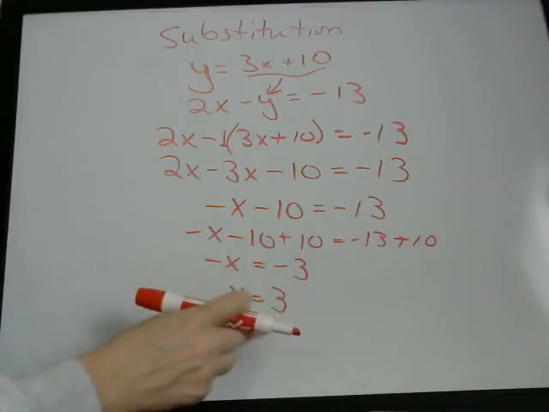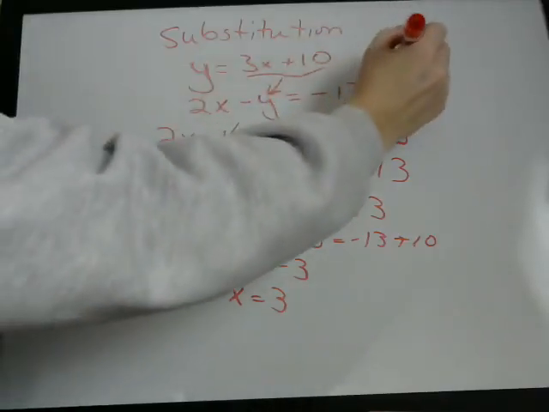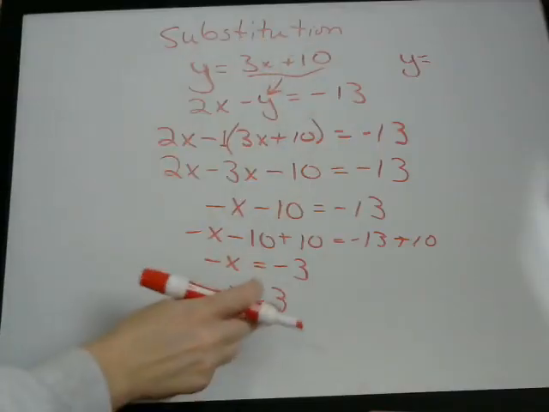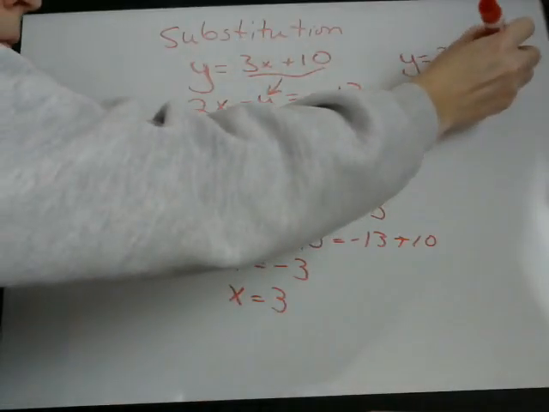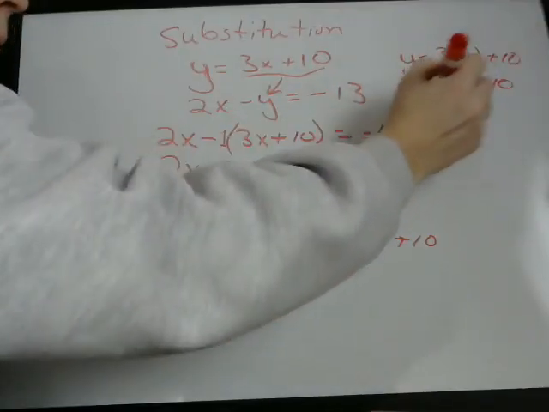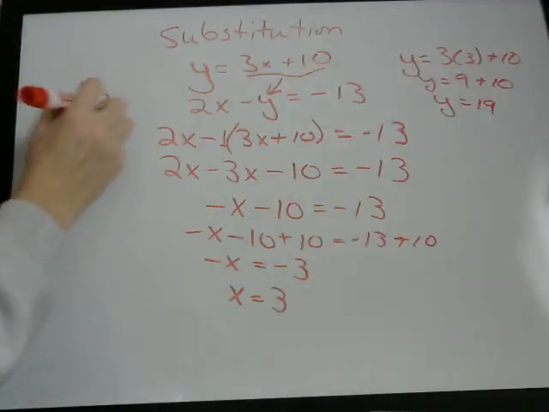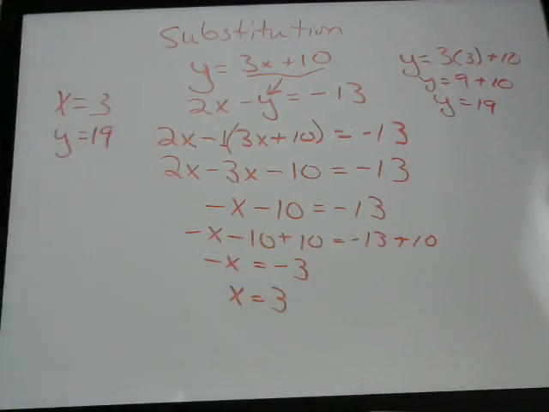So now we know what x is. But we still need to solve for y, so we're going to go back to this equation. We're going to plug in 3 for x. 3 times 3 plus 10. Y equals 9 plus 10. Y equals 19. So our answer is x equals 3, y equals 19. That's the answer you would look for in the answer key, or in the answer choices.